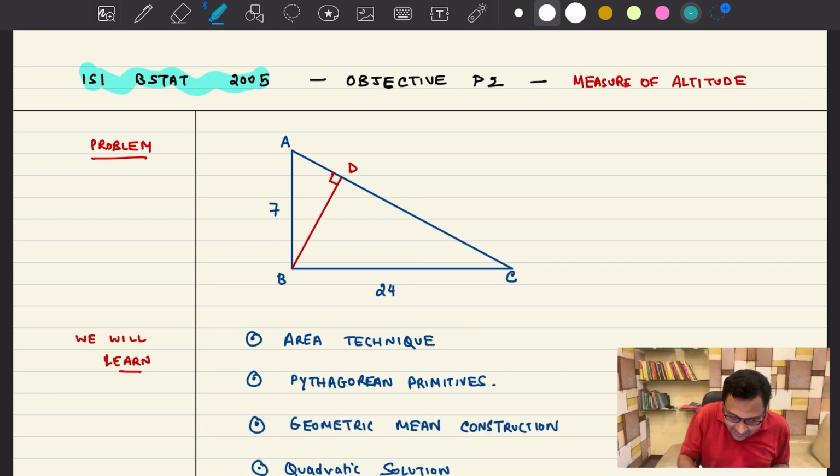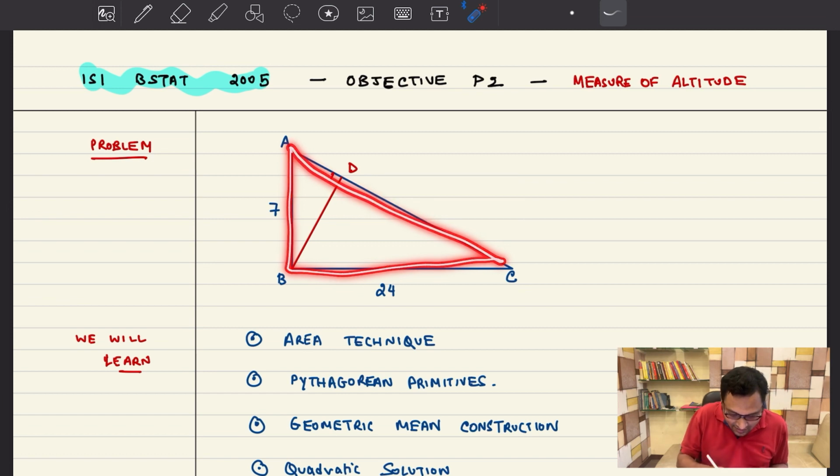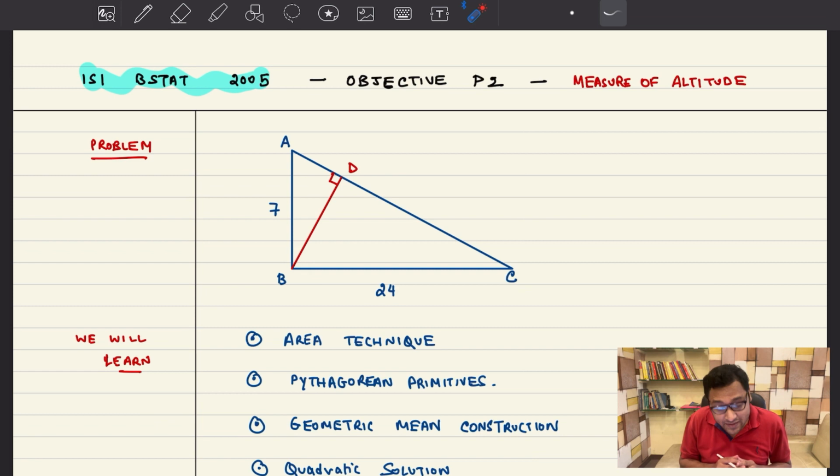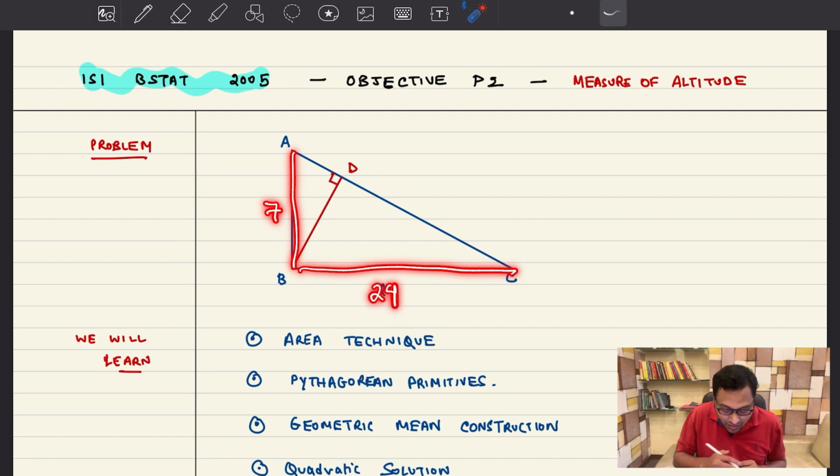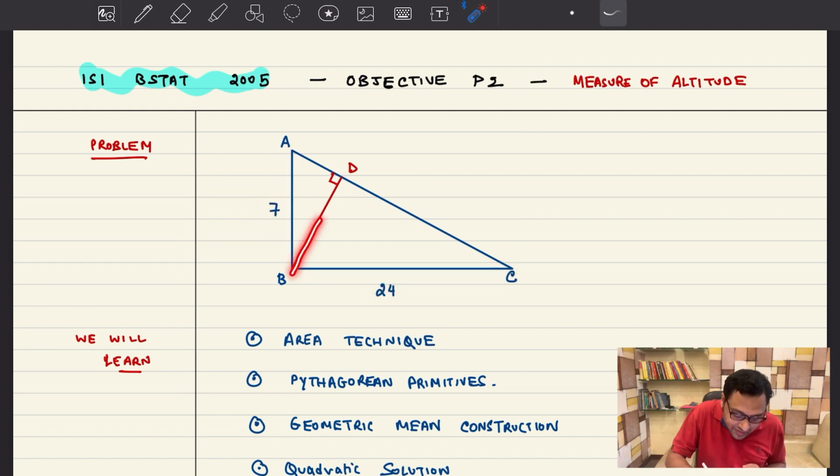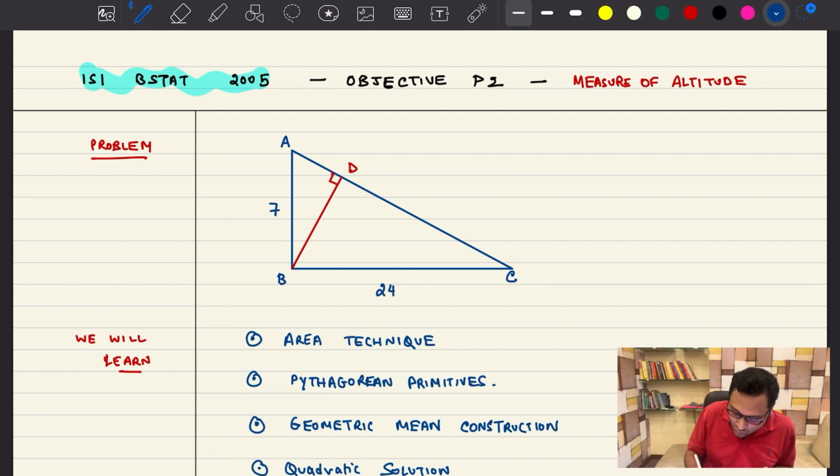The problem says that we have a triangle ABC. It's a right angle triangle with a right angle at B. AB is 7 and BC is 24. You drop a perpendicular from B to AC. They call it BD. The question is, what is the length of BD?